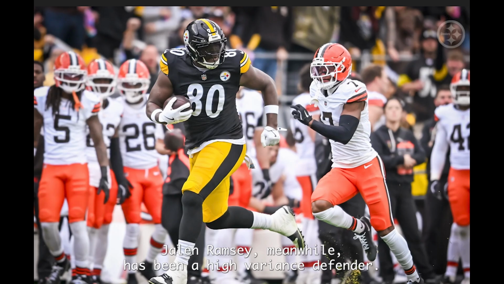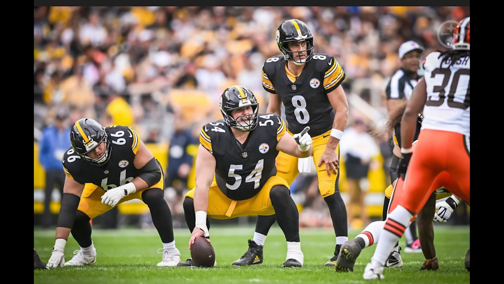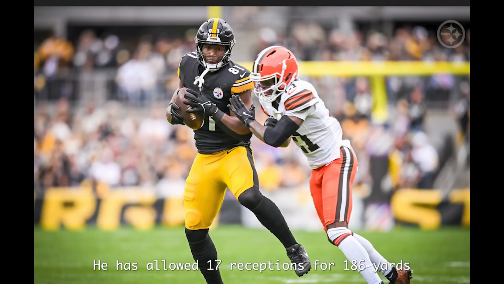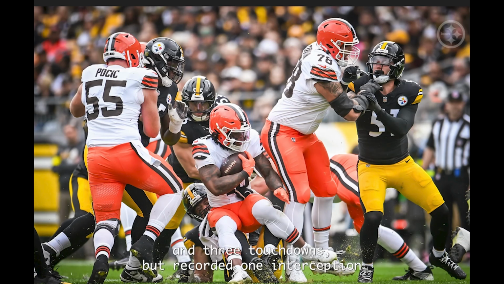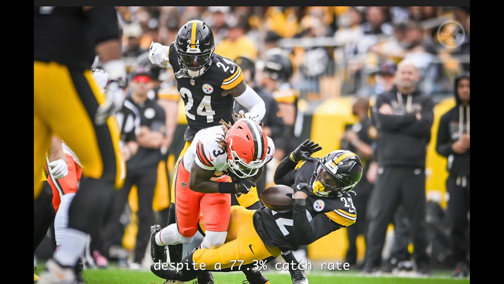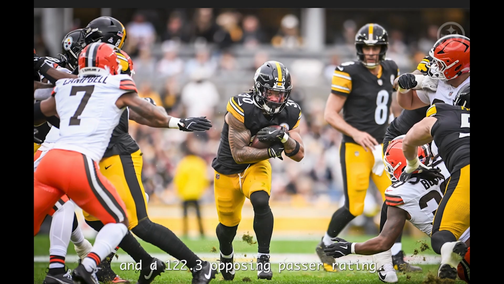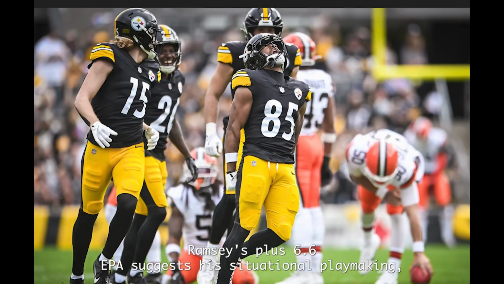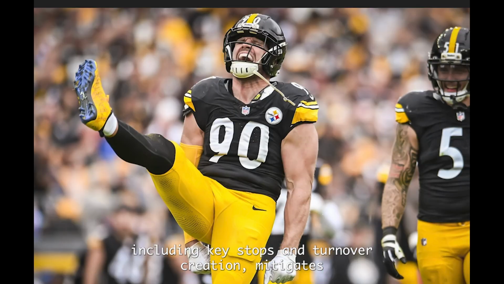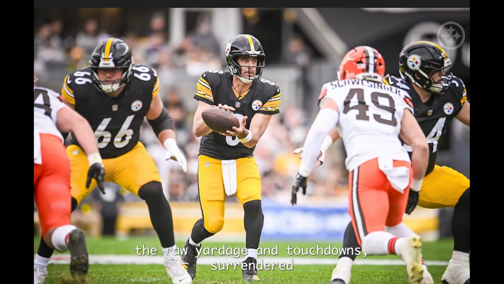His ability to contest throws and restrict yards after catch reinforces his role as a consistent perimeter anchor. Jalen Ramsey, meanwhile, has been a high-variance defender, productive yet volatile. Targeted 22 times, he has allowed 17 receptions for 186 yards and 3 touchdowns, but recorded 1 interception. Despite a 77.3% catch rate and a 122.3 opposing passer rating, Ramsey's plus 6.6 EPA suggests his situational playmaking, including key stops and turnover creation, mitigates the raw yardage and touchdowns surrendered.